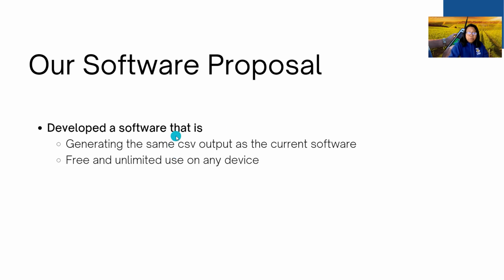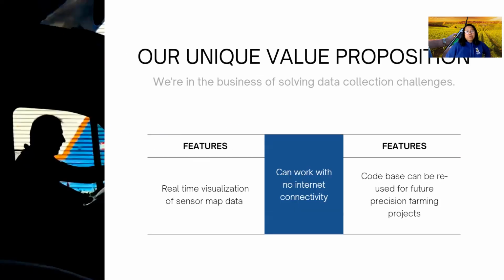So what's our value proposition? Our unique value proposition is that our app can visualize real-time sensor data while doing the survey at the same time. It can also work with no internet connectivity. Additionally, the code base can be reused for future precision farming projects. That means a lot of savings on time and money for the client.